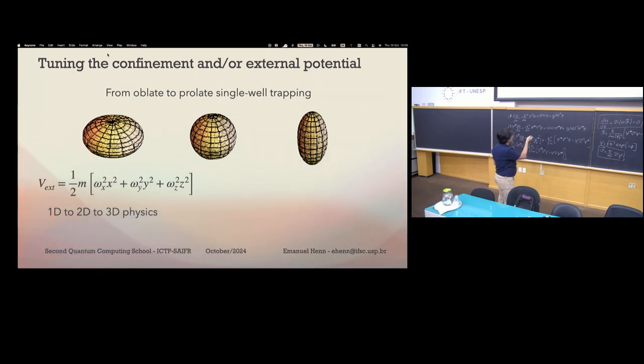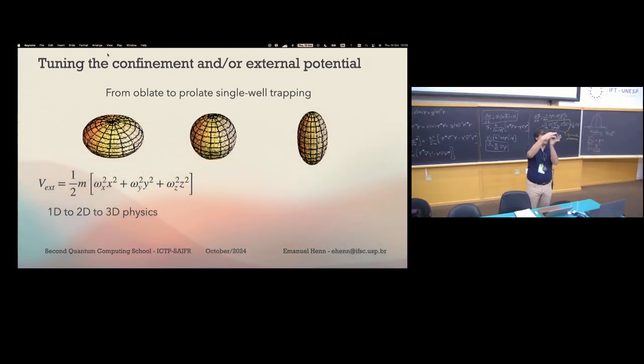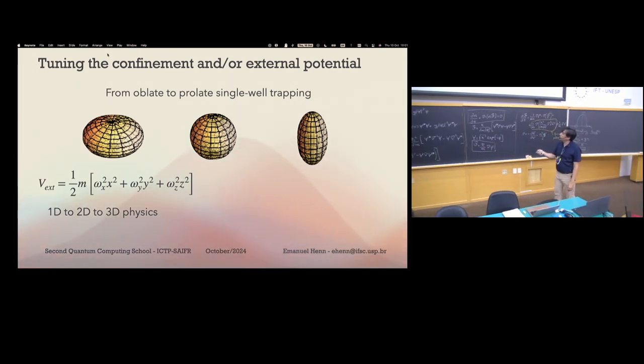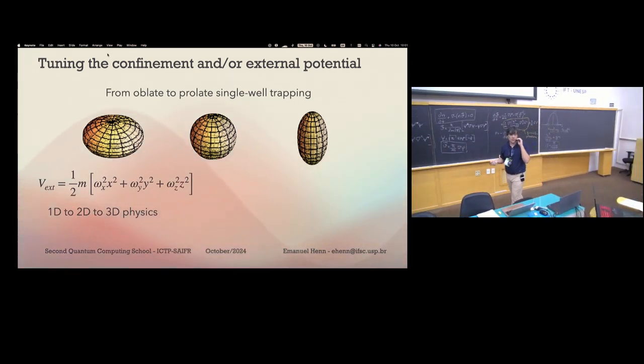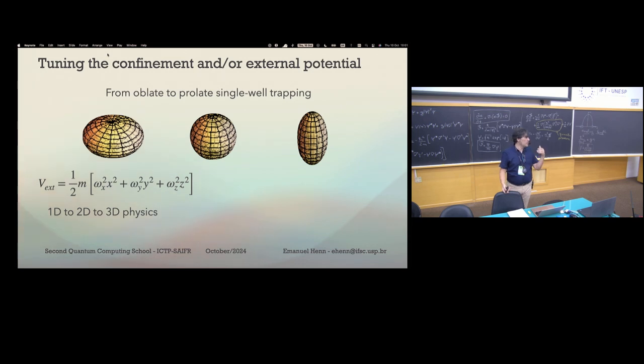If the three of them are comparable, I have the three-dimensional system, just a three-dimensional harmonic well. And if I compress two of them, I can have a cigar-shaped trap that looks like this. It's very compressed in one direction, in the other direction, and it's not compressed in the third direction. So I have a cigar shape. This means if I can compress this a lot, I can go from 1D to 2D to 3D physics. And depending on what you are doing, you can see the dimensionality of the system taking its role while you do it.